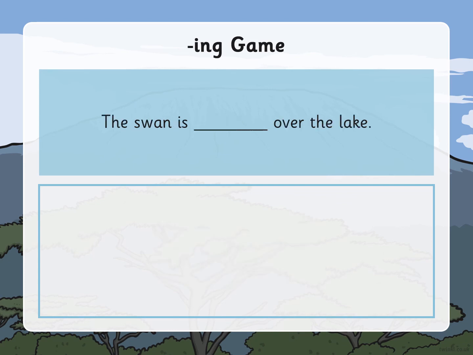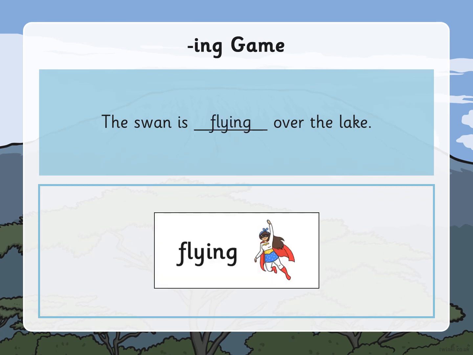The swan is something over the lake. Think about how a swan might move and which verb could you use in this sentence. Pause the video here. Right, let's have a look at a possible answer. The swan is flying over the lake. Could have been flying. Some of you might have written swimming. Okay, either answer is absolutely fine because they would both make sense.